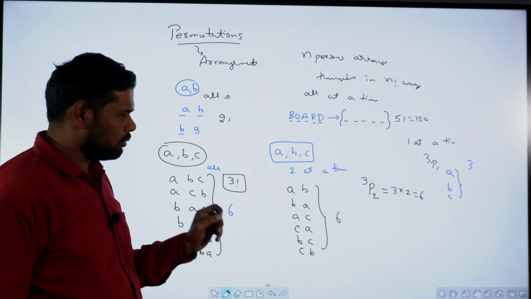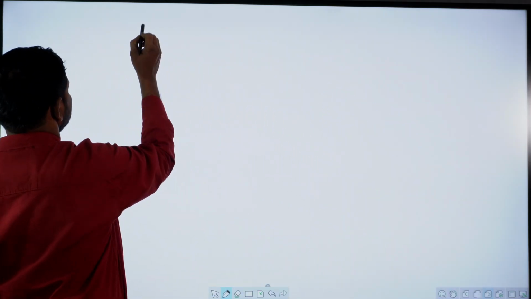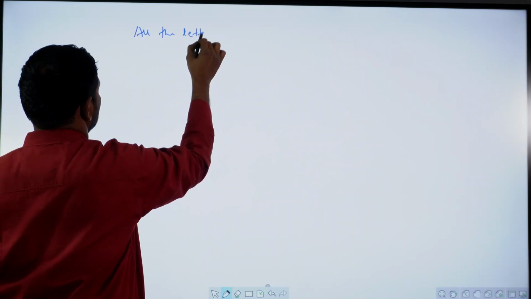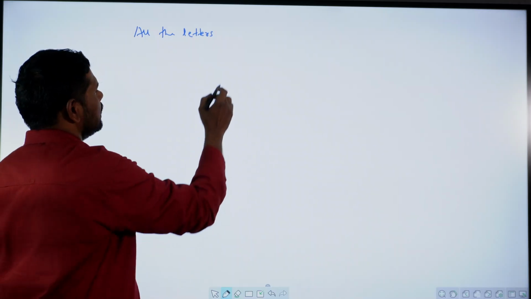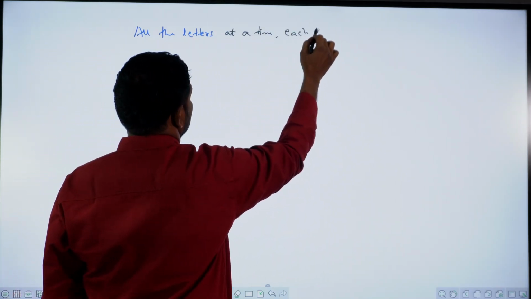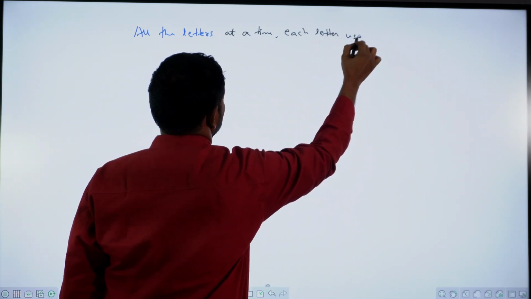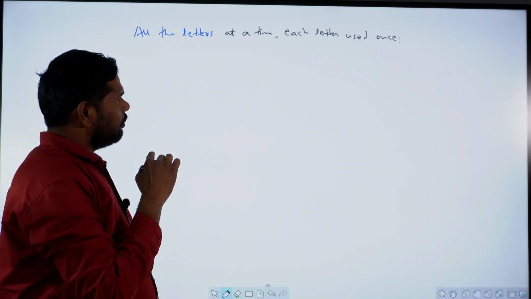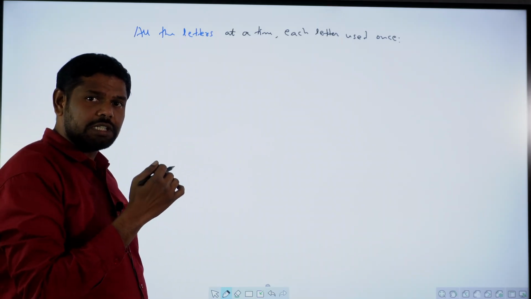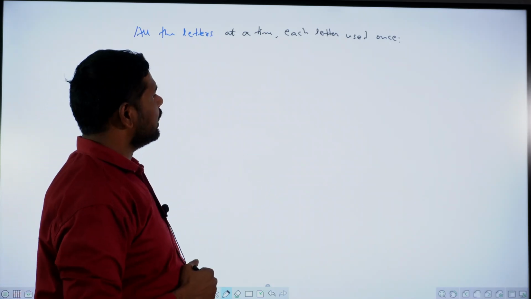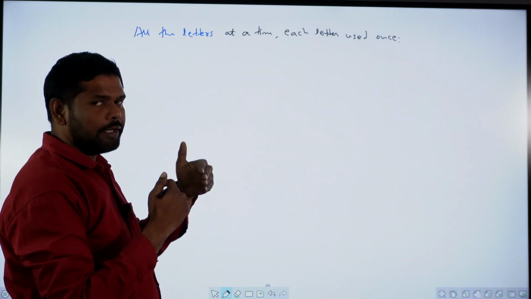Then again, very, very important. We can go for some similar cases. Suppose we are going to use all the letters at a time, but each letter is used once, meaning no repetition here, right? We discussed the basic question. What if repetitions are allowed? Suppose 5 numbers are there, we can use 5 into 5 into 5, or 4 into 4 into 4. But here each letter is used once. So how are we going to find it out?